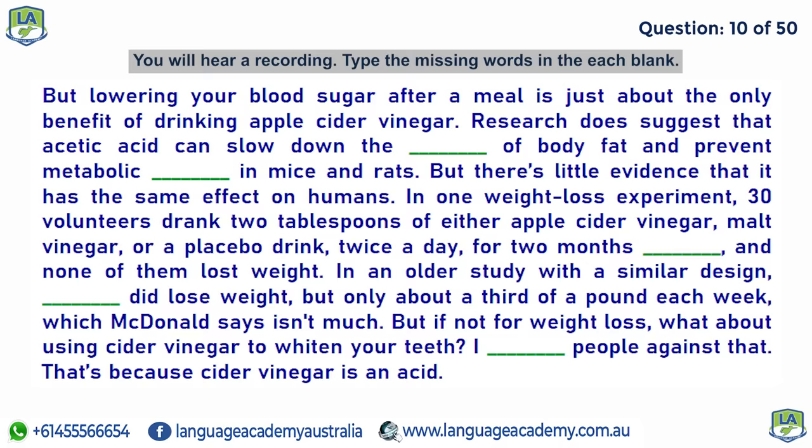But lowering your blood sugar after a meal is just about the only benefit of drinking apple cider vinegar. Research does suggest that acetic acid can slow down the accumulation of body fat and prevent metabolic disorders in mice and rats. But there's little evidence that it has the same effect on humans.